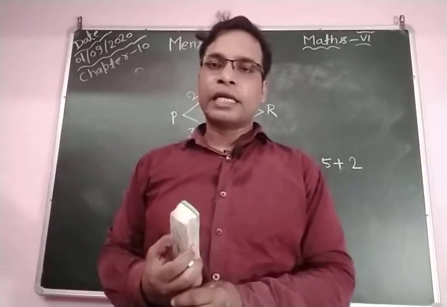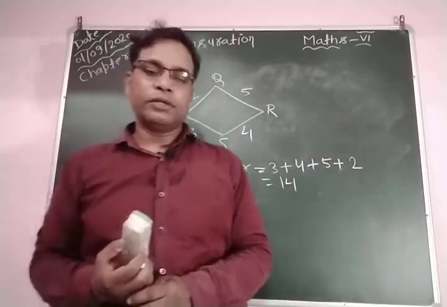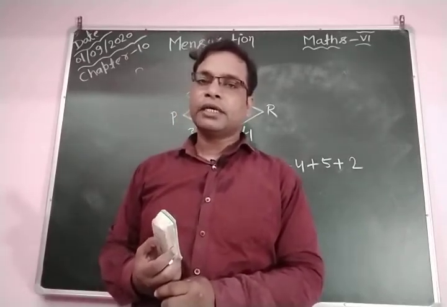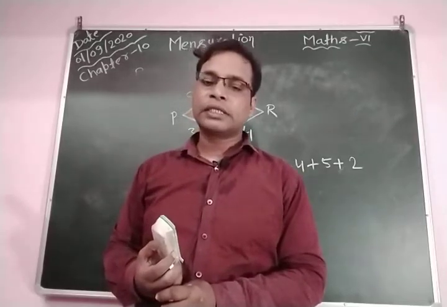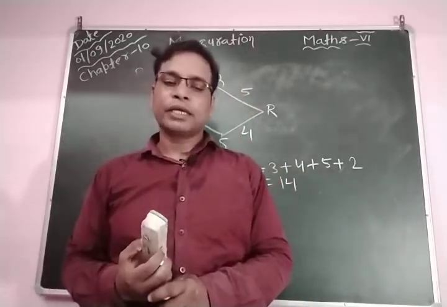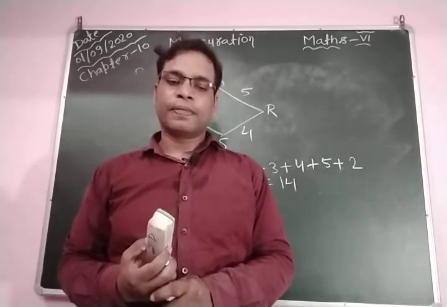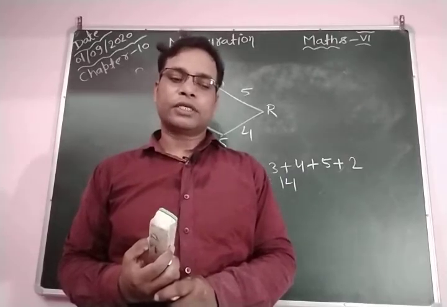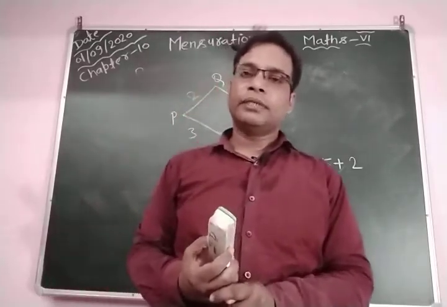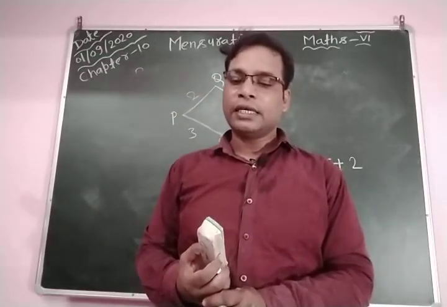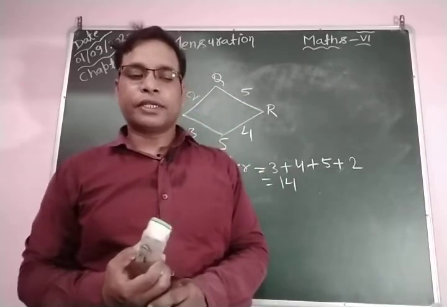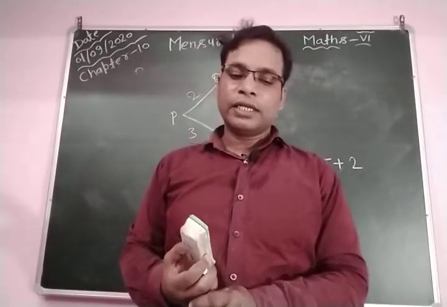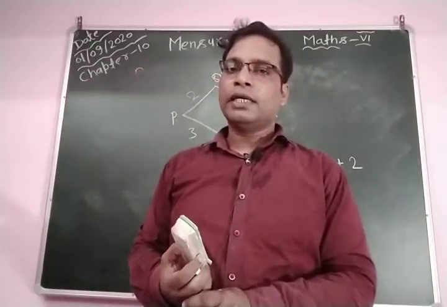Question number 2 says the lid of a rectangular box of sides 40 centimeter by 10 centimeter is sealed all around with tape. It means that 40 centimeter is the length of the box and 10 centimeter is the breadth of the box. Then we need to find the length of tape required.